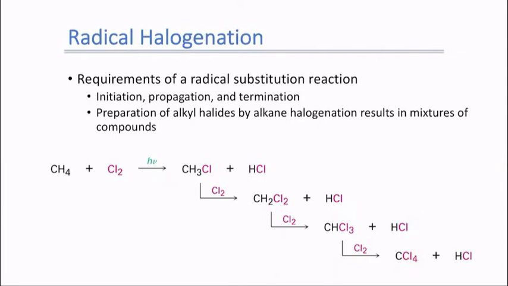So radical halogenations, you can have multiple halogenation events. It doesn't just do it once, but each one of these steps and arrows goes through the exact same mechanism that we learned before for radical halogenation.